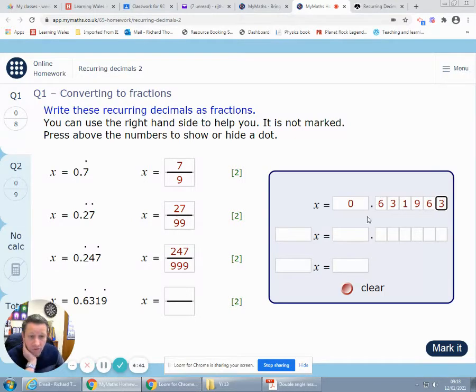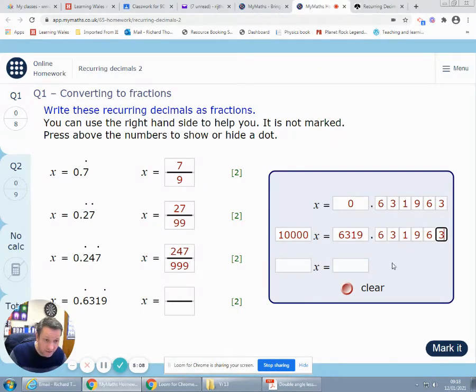And the last one then, what have we got? 0.63196319 and so on and so on. Now obviously times by 10 isn't going to work because the 3 will go there. Times it by 100 won't. Times it by 1,000 won't. So this one is multiplying by 10,000, which means I move everything over 4 places. So I get 6319.6319 and so on. And you can see now that these match up.